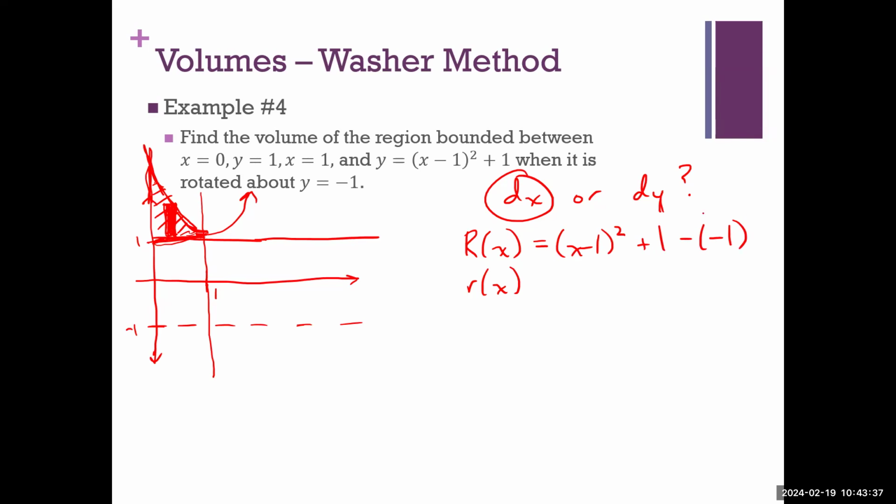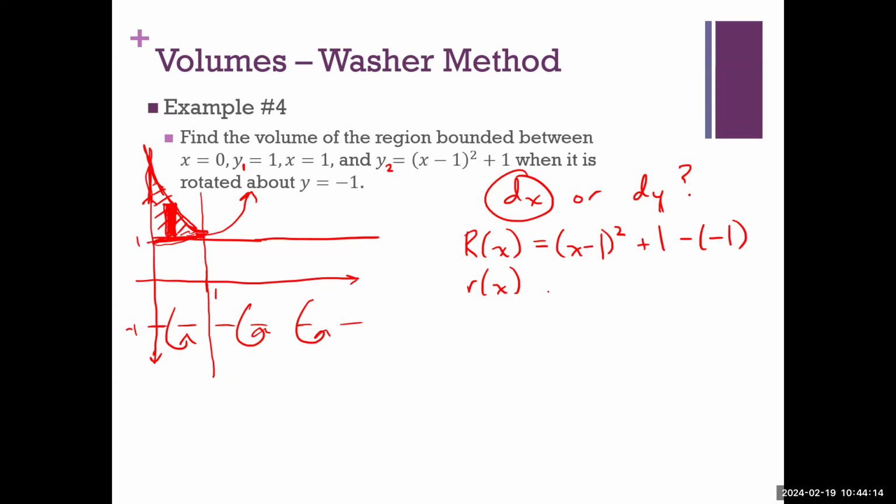The first function is the farthest away. So let me start labeling some of these. I'll call this one y1 and y2. y2 is the furthest line away from the line we're rotating about. So y2, the parabola, is the furthest one away from the axis of rotation. So our outer radius is definitely going to be defined by that parabola. Is it okay for me to call it (x minus 1) squared plus 1 and not something different? Do I have to re-express it in terms of y? No, you said dx, so this is fine.